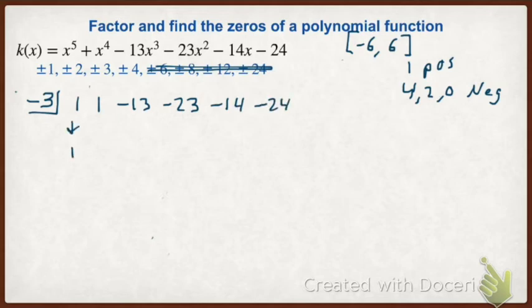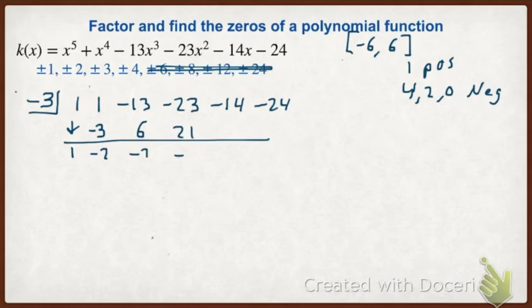We bring down the 1. Multiply it, we get -3. We get -2. We multiply, we get 6. This is -7. -7 times -3 is positive 21. We have -2... -2 plus 21, this is 6. We multiply and add together, we get -8. -8 times -3 is 24. 0. So we know that -3 is a solution.